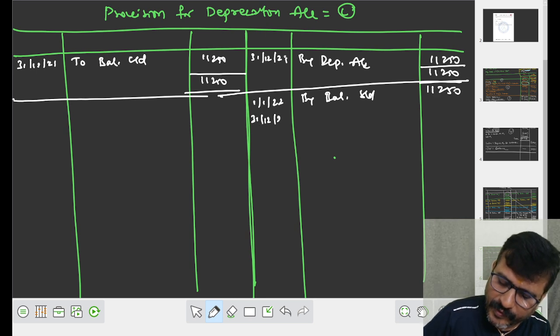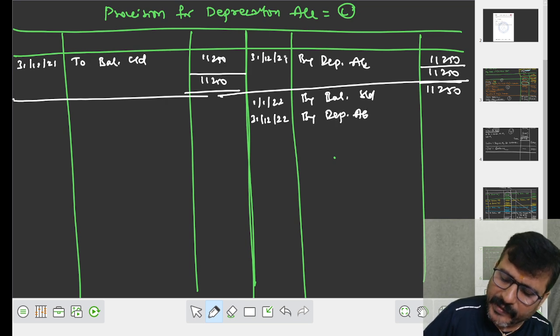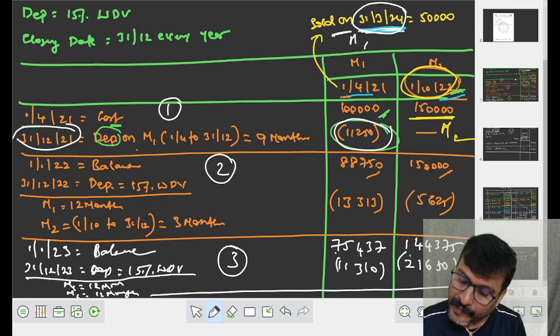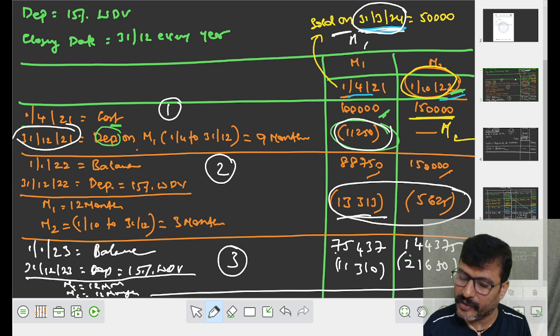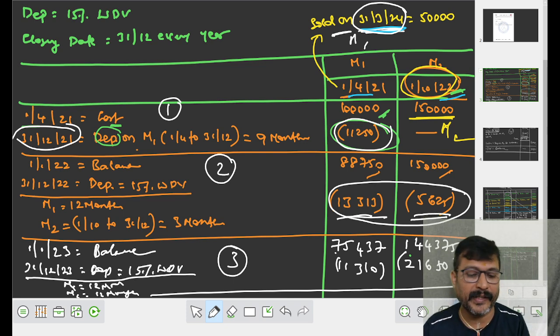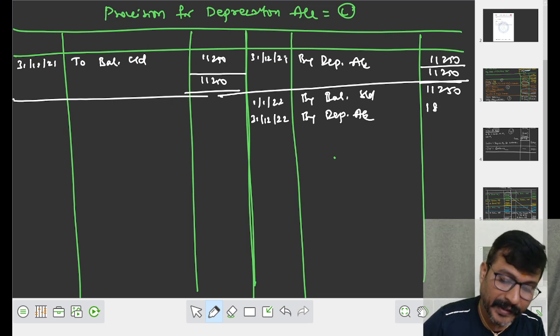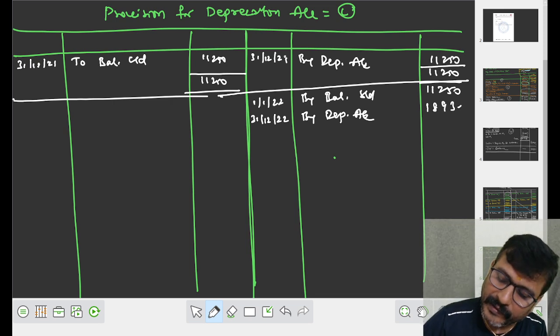Now on 31st December 22, again the same procedure, by depreciation account. See how much depreciation in the second year. It is the addition of these two numbers: 13,313 on the M1, 5,625 on the M2. Add both the depreciations. When you add both the depreciations, it comes to rupees 18,938. Add both.